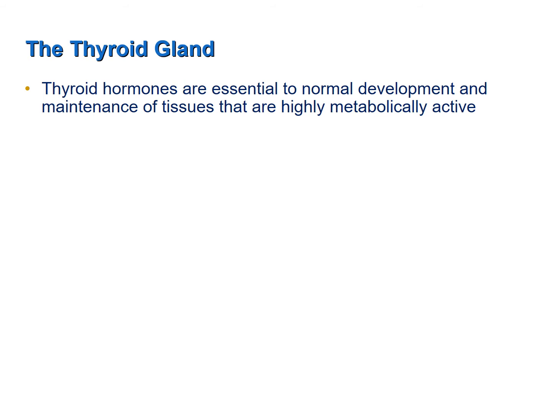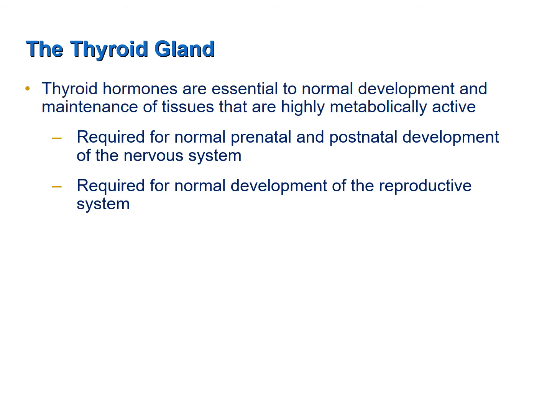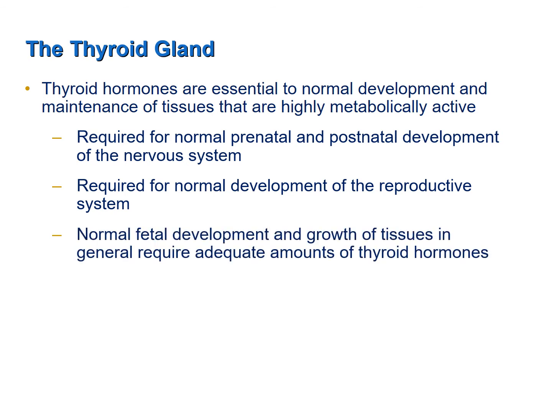Two organ systems that are very metabolically active and are negatively affected by insufficient levels of thyroid hormones are the nervous system and reproductive systems. In order for normal prenatal development, that is, development prior to parturition or birth, as well as postnatal development of the nervous system, there must be adequate amounts of thyroid hormone. Also, in order for normal development of the reproductive system and maintenance of the proper functioning of the reproductive system, there must be adequate levels of thyroid hormones.